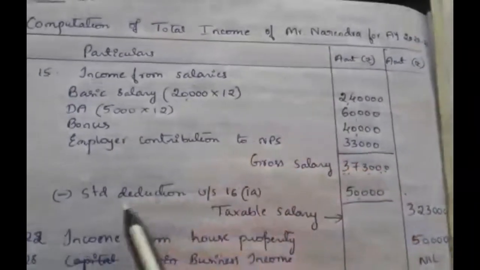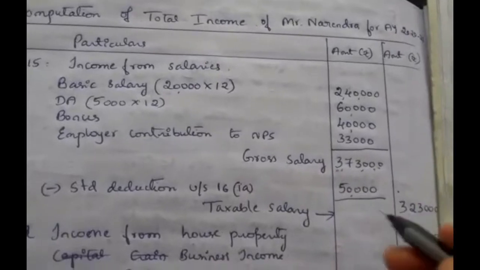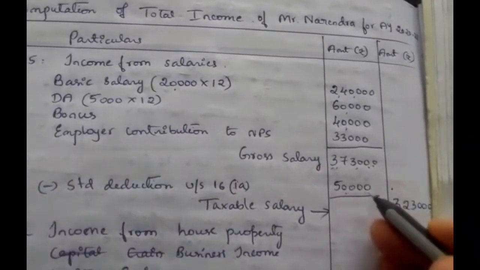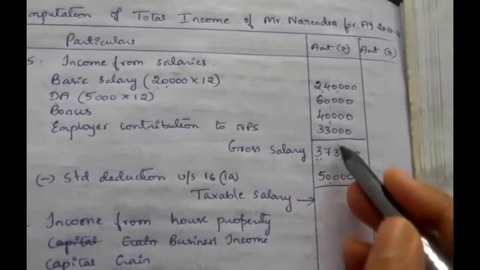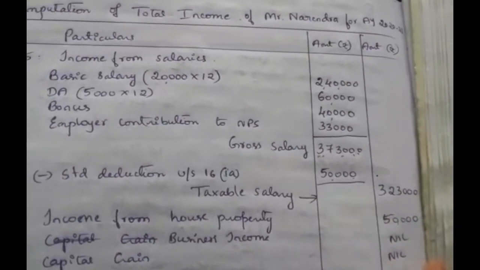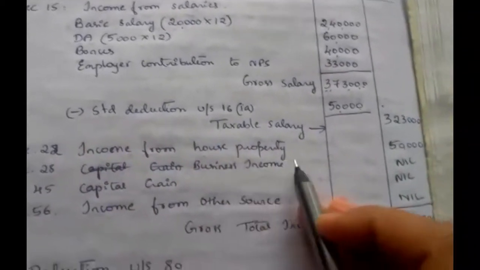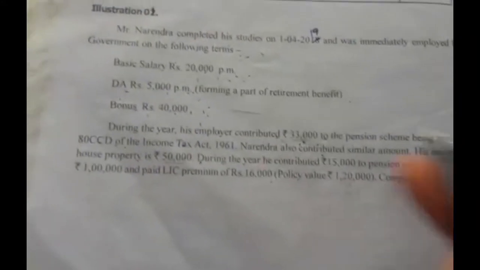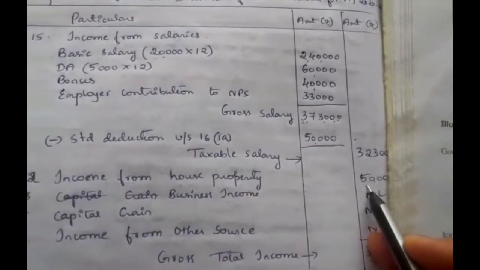Next, from the income from salary, an individual can claim the standard deduction under section 16(ia), a maximum of 50,000. When you deduct 50,000 from 3,73,000 we get taxable salary as 3,23,000. Next is section 22, income from house property. In the question they have given income from house property 50,000, so we take 50,000 under income from house property.